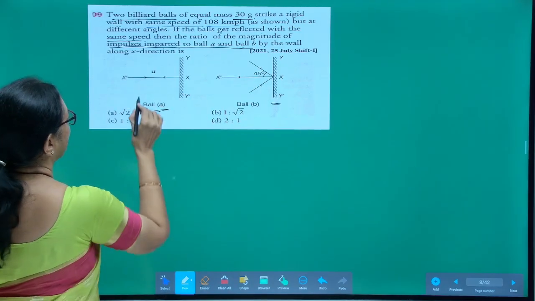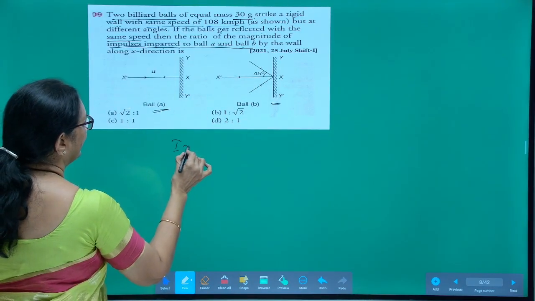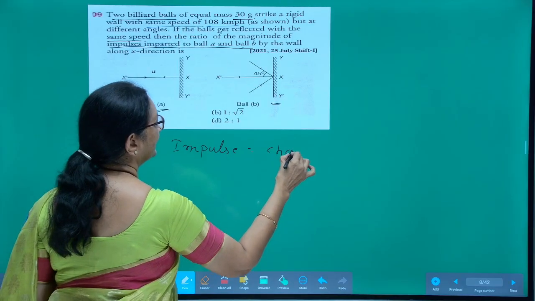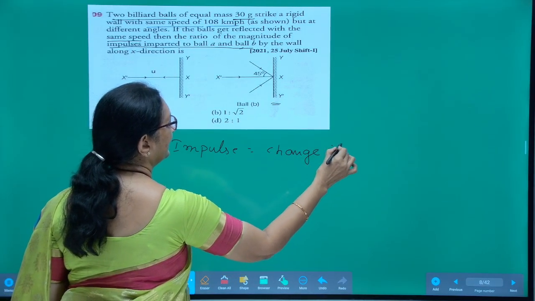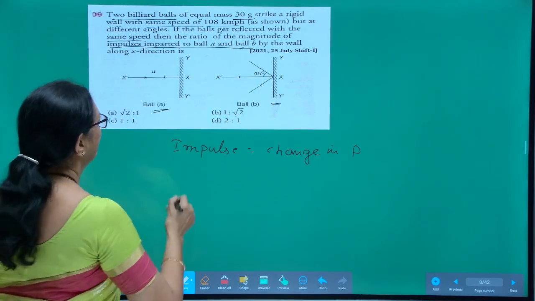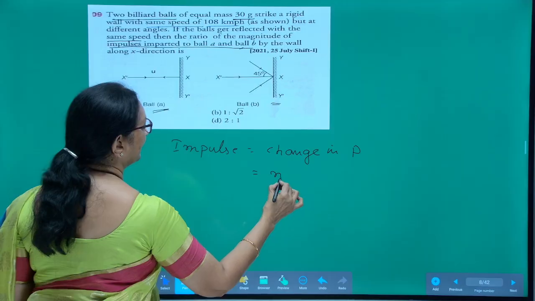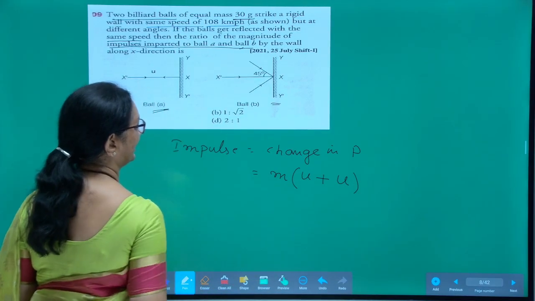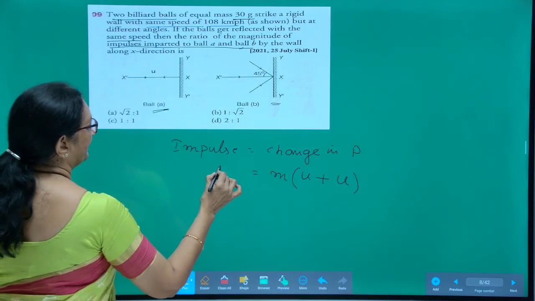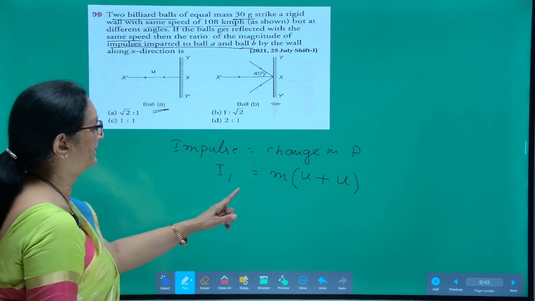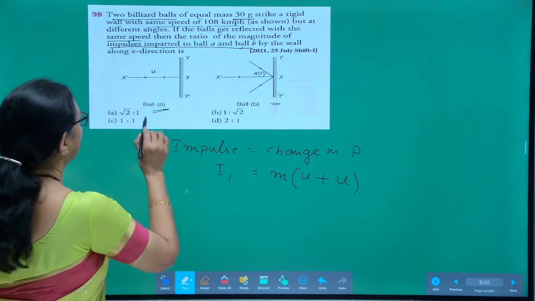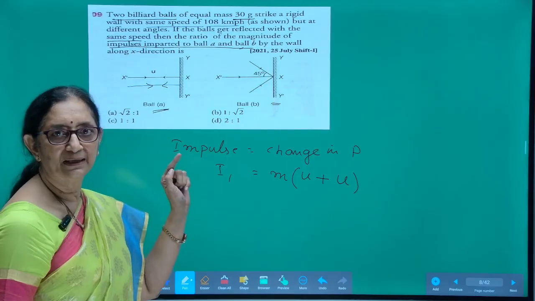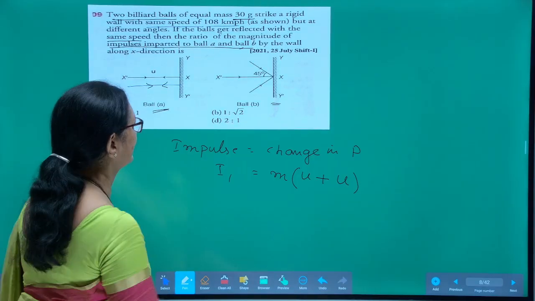Ratio of impulses. Here, impulse is nothing but change in momentum. Impulse is nothing but change in momentum. So, here the change in momentum is m into u minus of minus u, that is plus u, in the first case. Impulse in the first case is 2mu because the change in velocity is 2u here, u minus of minus u.